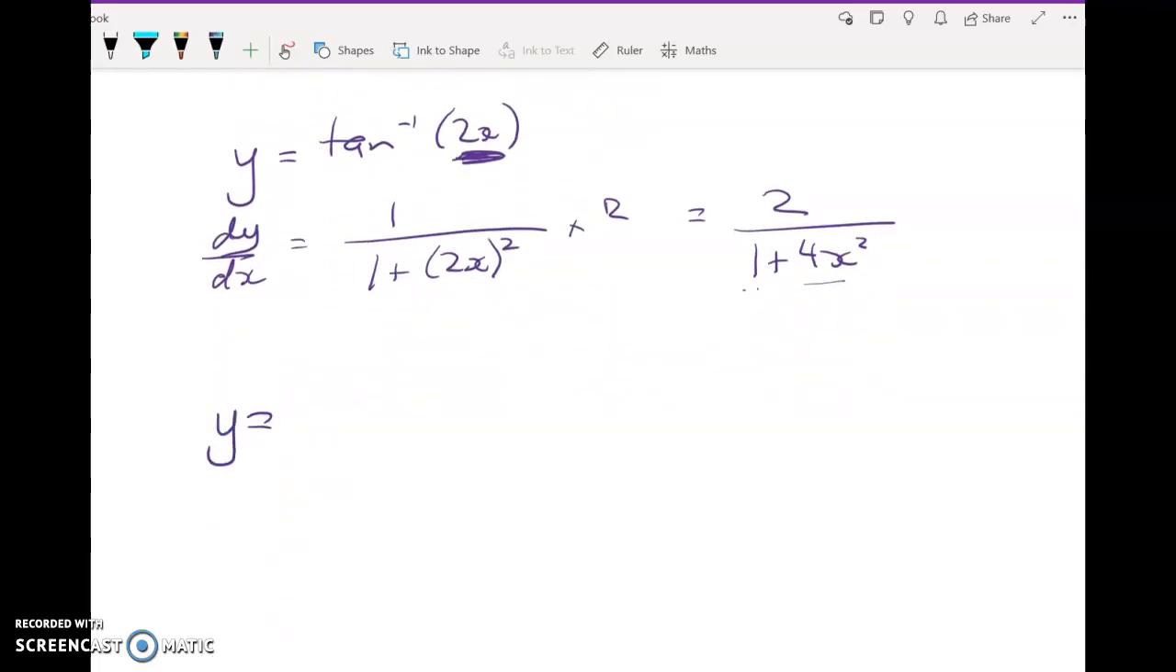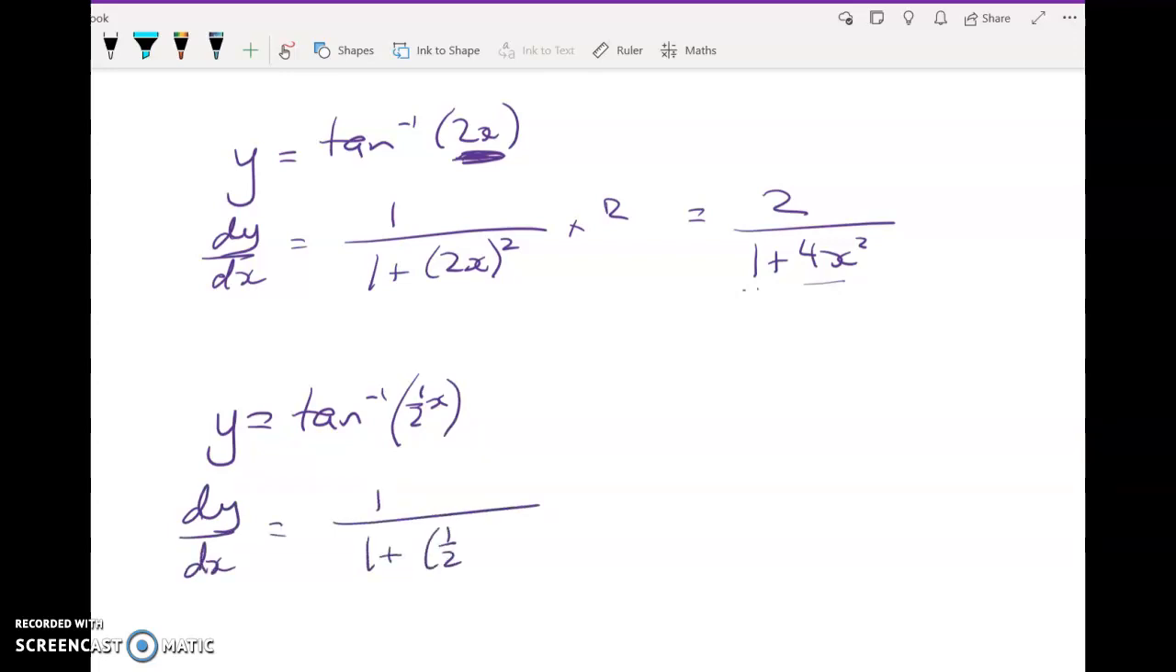Let's now try what happens if we've got y is equal to tan inverse of 1/2 x, or x on 2. Well, in this case, we get dy by dx is 1 over 1 plus 1/2 x squared times the derivative of the inside function, which is 1/2.